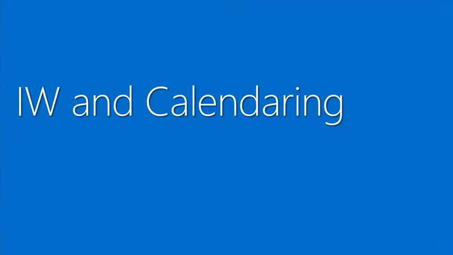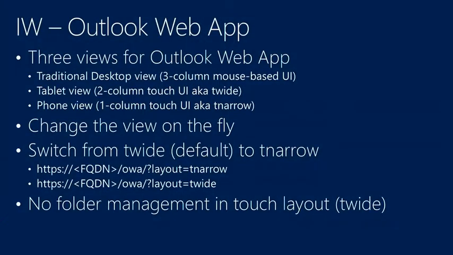All right, IW and calendaring. I mentioned that we now dynamically choose the view for Outlook Web App on the fly based on our detection of what kind of device that you're running on. So we have these three views. We've got the traditional desktop view. That'll be the default view that you get when you fire up OWA. But then there's also a tablet view and a phone view as well.